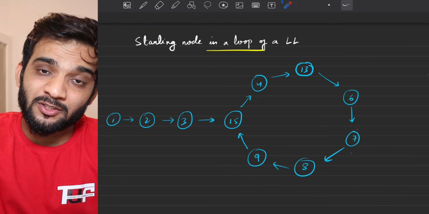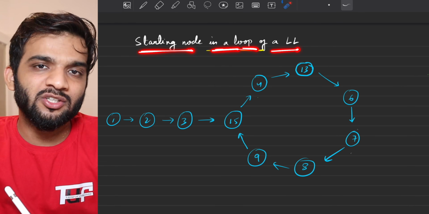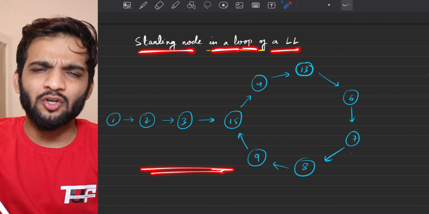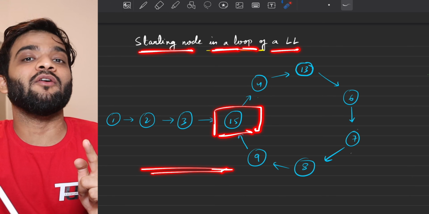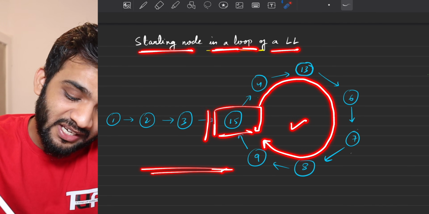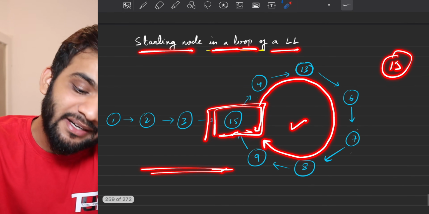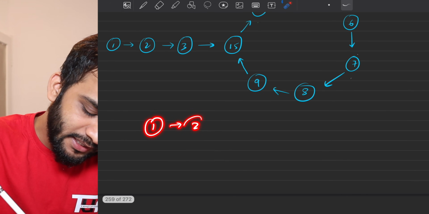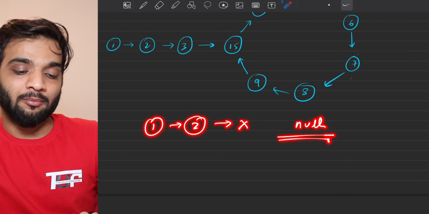So the problem that we will be solving today is finding the starting node in a loop of a linked list. So what is the problem stating? It is stating that you'll be given a linked list. It might have a loop, it might not have a loop. In case it has a loop, you'll have to return me the starting point of that loop. Like in this particular example, I can say that this is my loop and this is my starting point. So you'll have to return me the entire node, not the value. What if it doesn't have a loop? In case it is a linear linked list and it doesn't have a loop, you will be returning null. This is what the problem states.